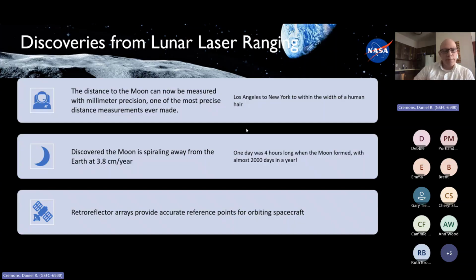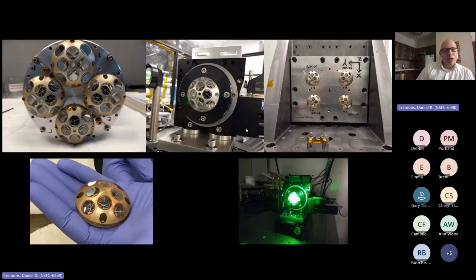So where do I come in? Well, I've been working on a project for the past 7 or 8 years now to build miniaturized versions of these arrays. So these are our miniature laser retroreflector arrays that we've been building at NASA Goddard Space Flight Center. And we built these to go to the moon on a series of lunar landers.